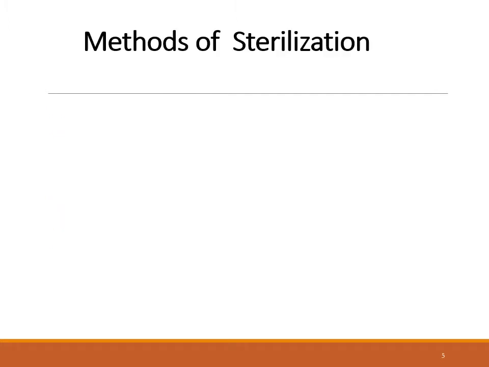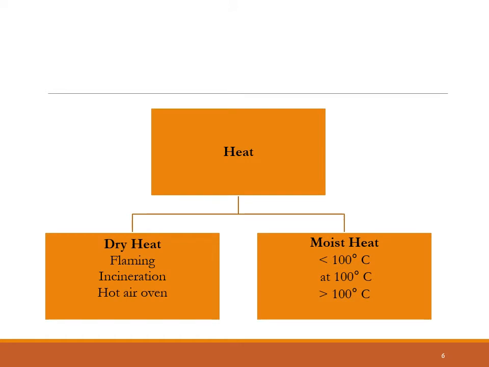Then the methods of sterilization. The first is dry heat. Second, and the most important one, is moist heat, which will include your autoclave. Then gas sterilization, which will include your ETO. Then filtration, and at last the radiation. Heat is mostly of two types. One is dry heat, and examples of dry heat sterilization are flaming, incineration, and hot air. Then the moist heat. Moist heat can be effective at less than 100 degrees Celsius, at 100 degrees Celsius, and more than 100 degrees Celsius.